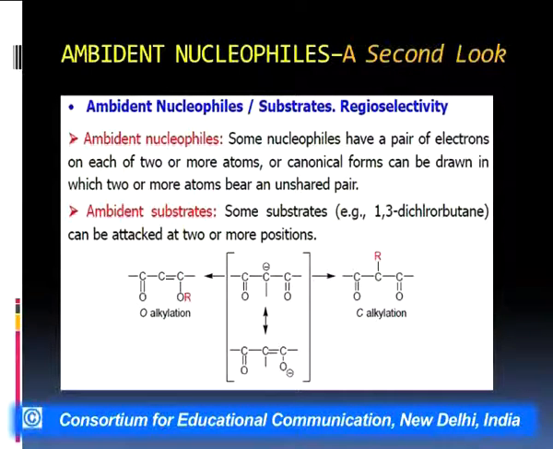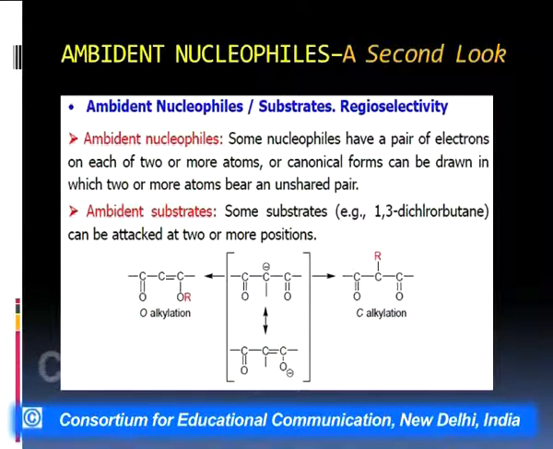At the same time, we also have ambident substrates. What is an ambident substrate? If we look at the substrate that is coming on the screen, we find that the resonating structure has a negative charge at two places, one at the carbon and second at the oxygen. So the nucleophile can attack at the carbon as well as at the oxygen. The two sites are available for bond formation with the nucleophile. These substrates are known as ambident substrates.